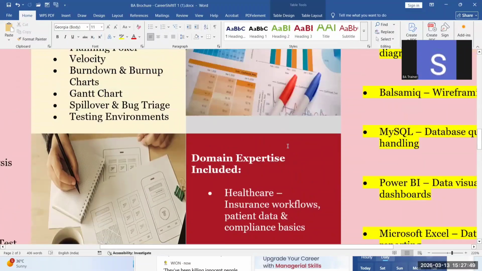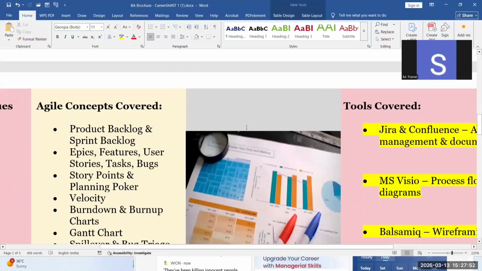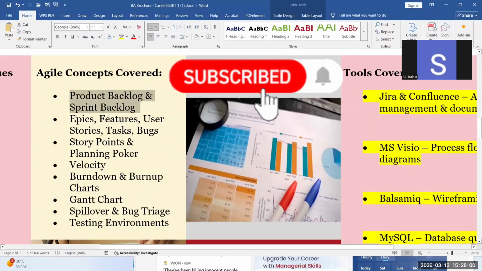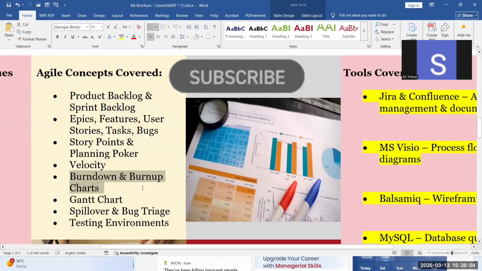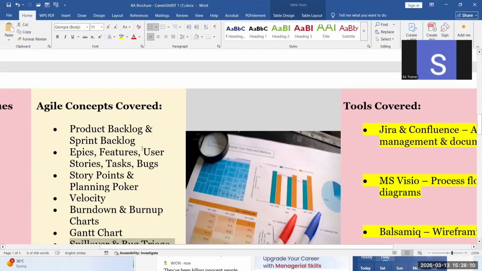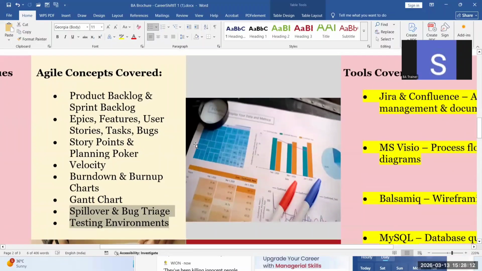Okay, so yeah, and also we are going to teach you what is agile, and its concepts. Basically the agile part includes product backlog, sprint backlog, epics, features, user stories, story points, velocity, burn down, burn up chart, Gantt charts, spillover, and bug triage. We are going to train you on each and everything in this 30 days course.